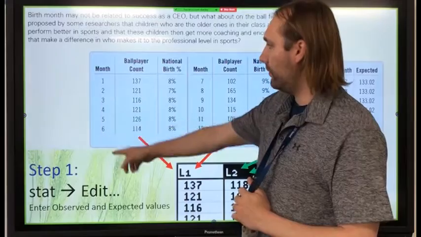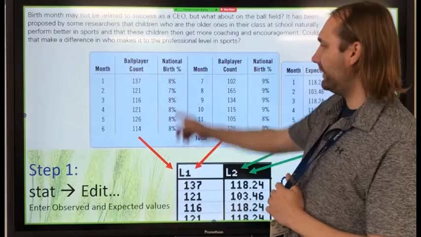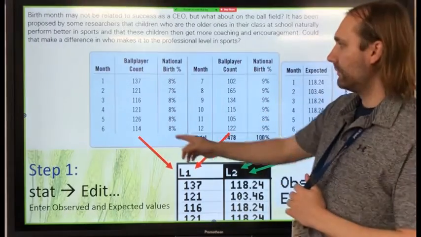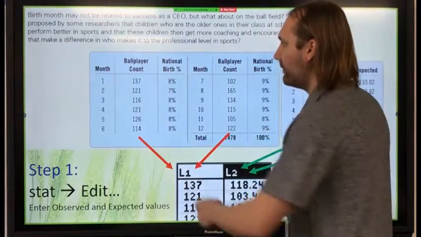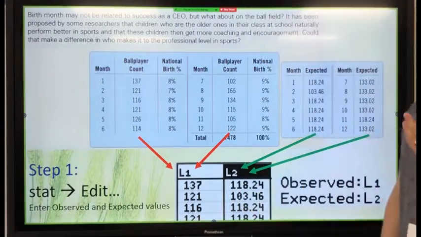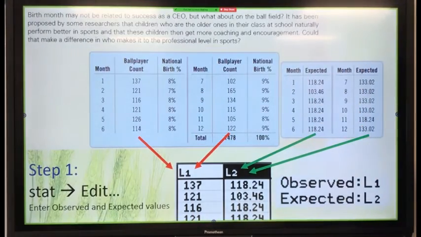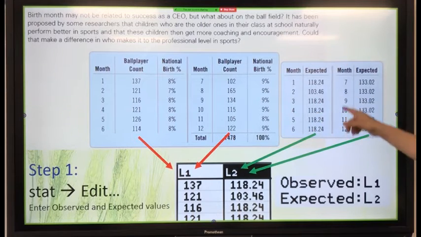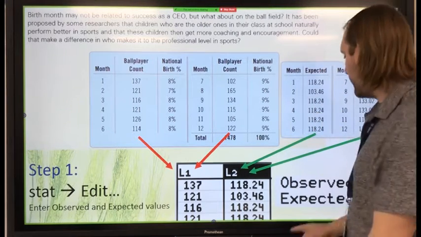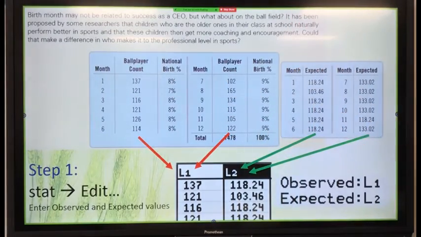So you can see here from month 1 to 12, I have these counts. And this is the national birth percentage. Now the first thing you need to do is to get your count totals and multiply them by the expected percentage. So 0.08. That's where I get my expected values that I should have. So this is pretty much what you were expected to have on the ball field. So I have both the observed, the data I collected, and the expected. 2 different charts.